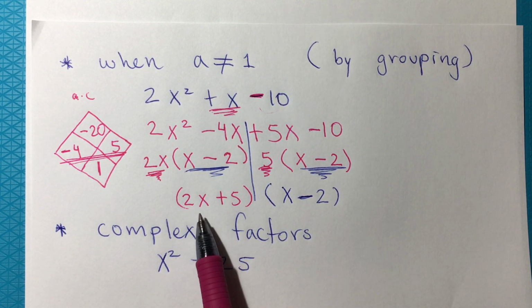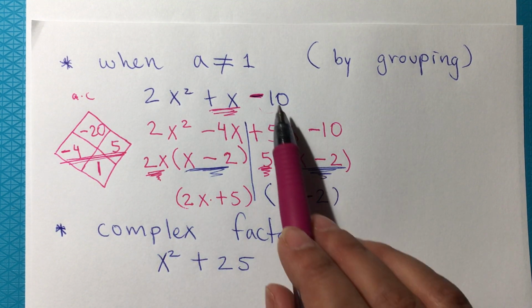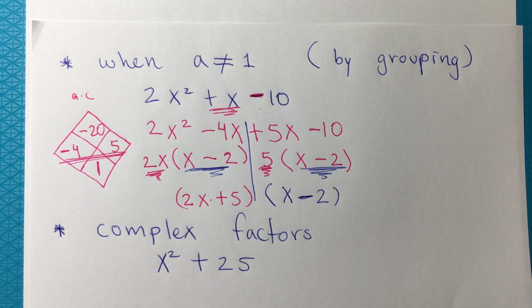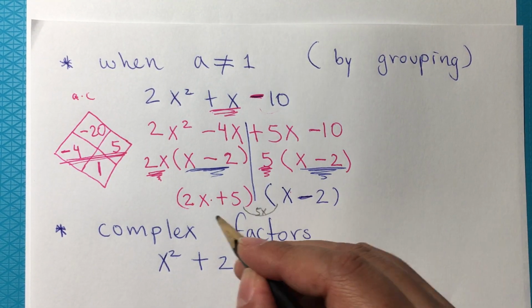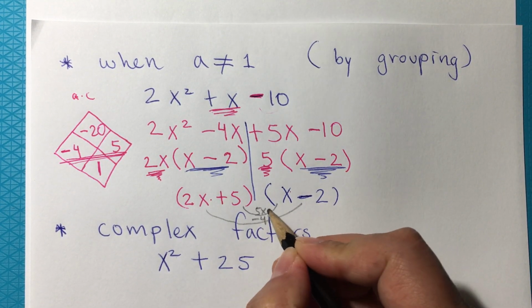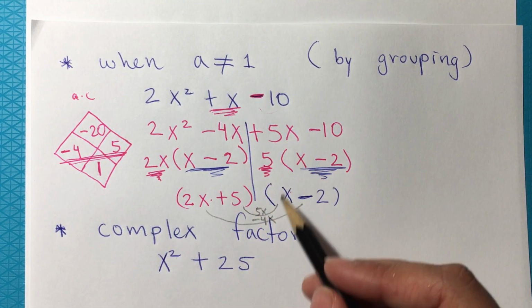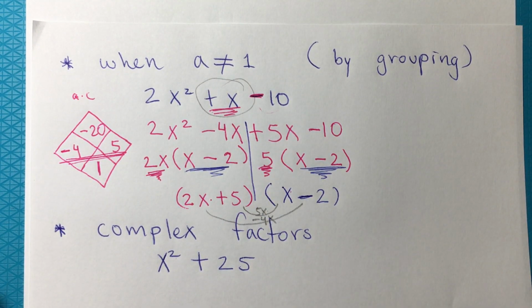And how can we check? 2x times x is 2x squared. 5 times negative 2 is negative 10. And then the happy face, make the nose. 5 times x is 5x. And 2x times negative 2 is negative 4x. And together, that makes the x, because 5x minus 4x is x. That's the middle term.